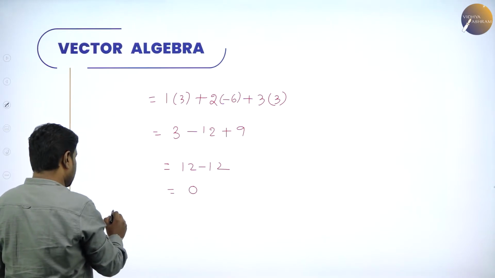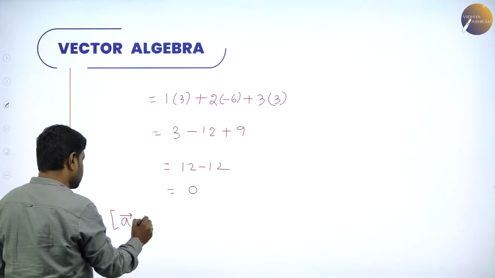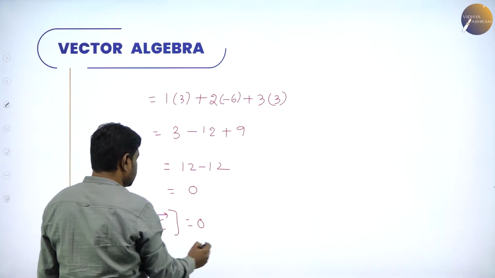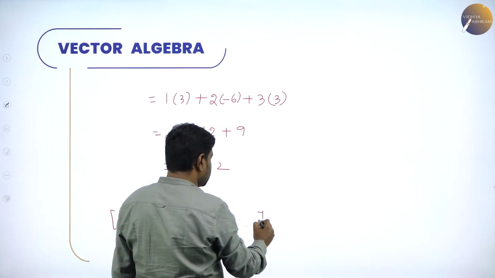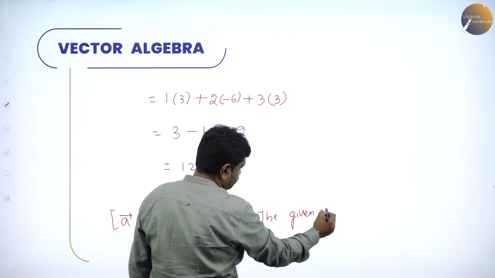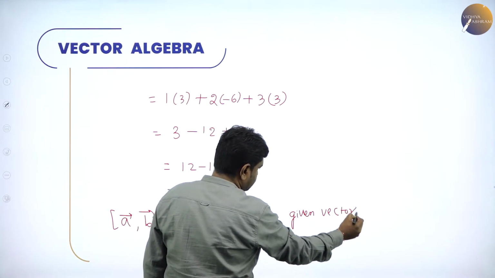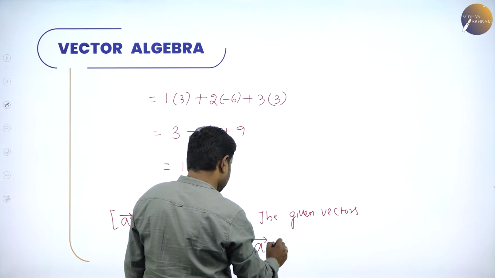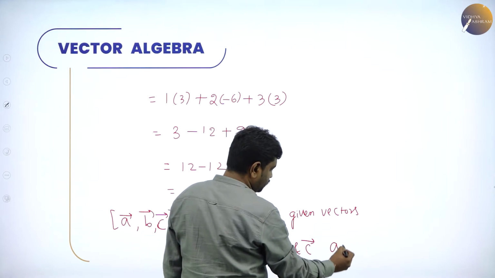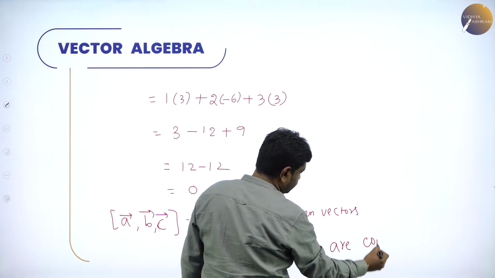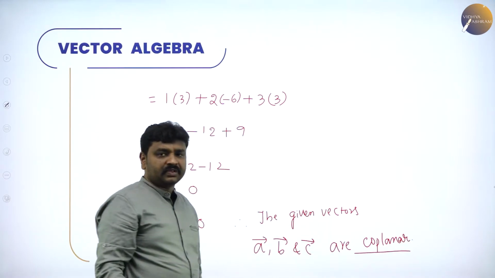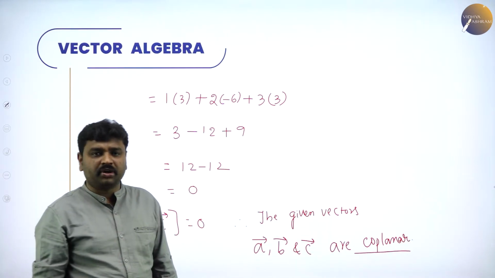So box ABC we have found out. The box product of the three vectors, vector A, B and C, we got 0. Therefore the given vectors, vector A, vector B and vector C are coplanar. So now you got the logic of coplanarity. When can you say the vectors are coplanar? Three vectors are said to be coplanar if their box product is 0.